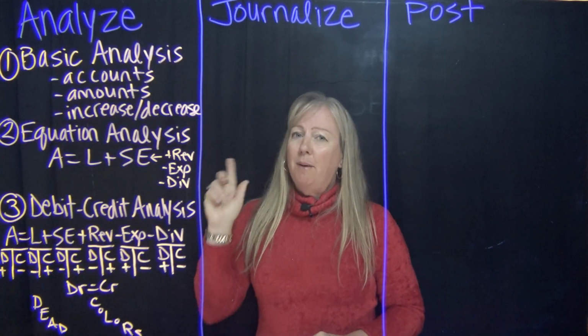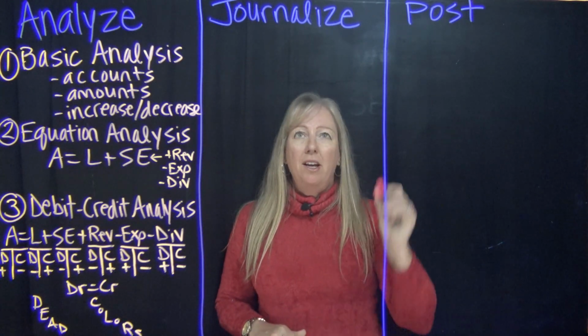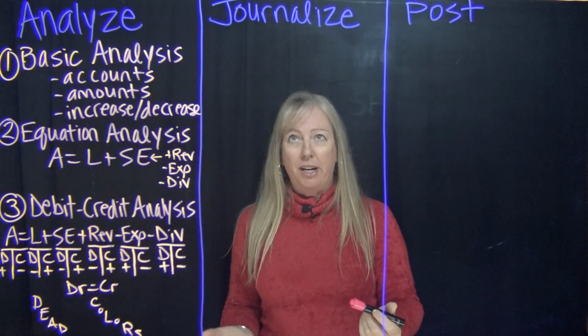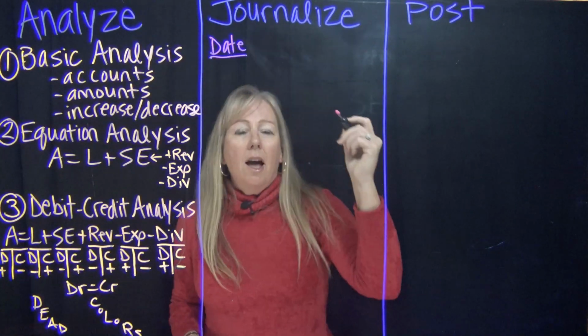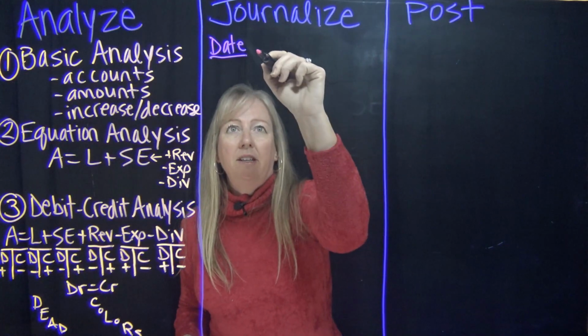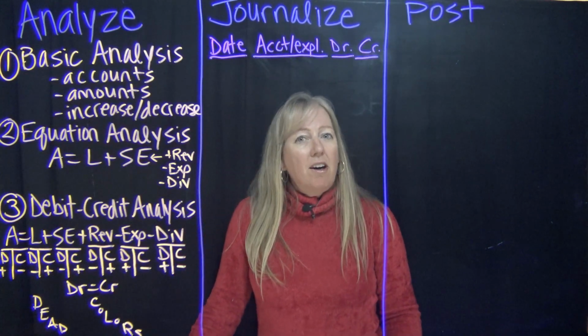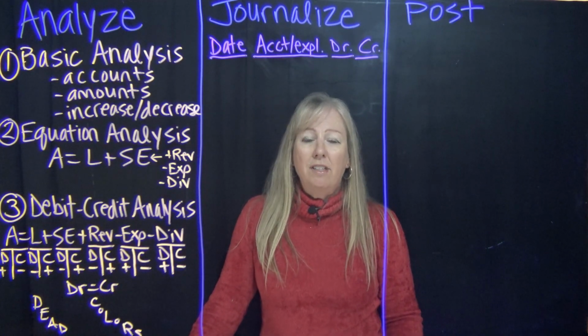So after the first step, you've done all the thinking part, and now you're going to write this into a journal entry. You're going to journalize into a journal by creating a journal entry. The format for a journal will be a column for date, a column for account and explanation, column for debit, and column for credit. Let's say the first transaction was on October 1st, and you were given the information that you sold stock for $10,000.